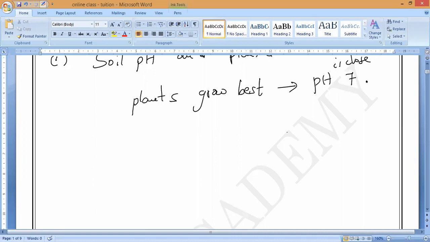The soil may be acidic or basic naturally. Some soils are acidic in nature, some soils are basic in nature. But most of the soils are what? Most of the soils are acidic in nature. Is it yes or no? Nobody is answering. So most of the soils are acidic in nature, and let us see why they are becoming acidic or basic in nature.